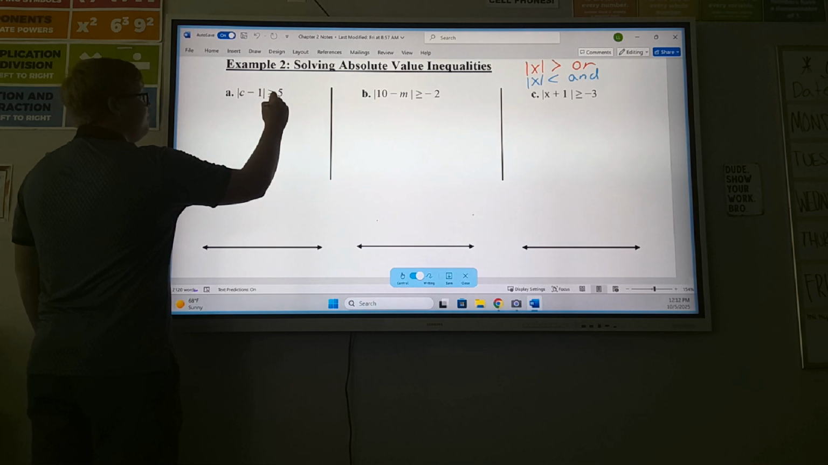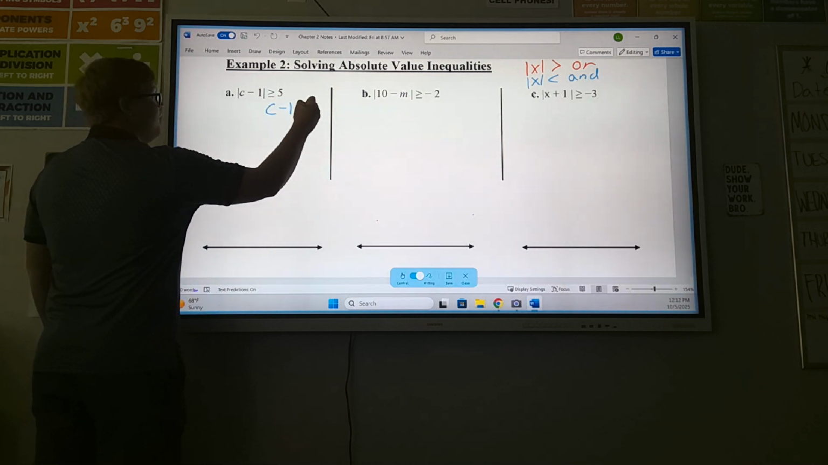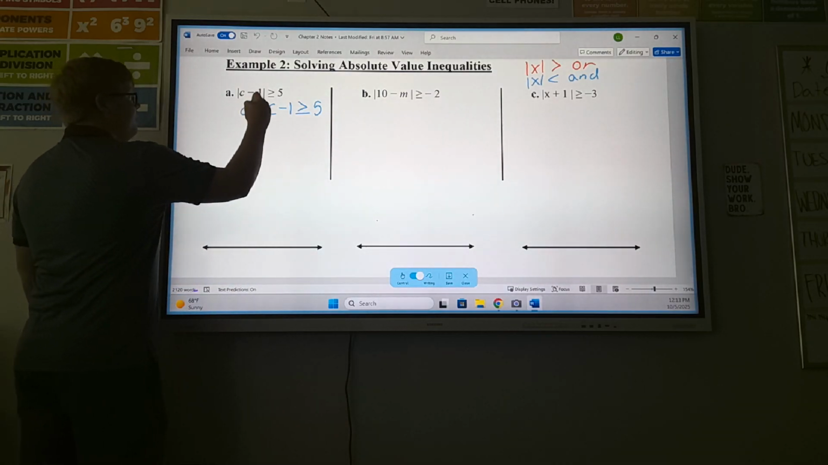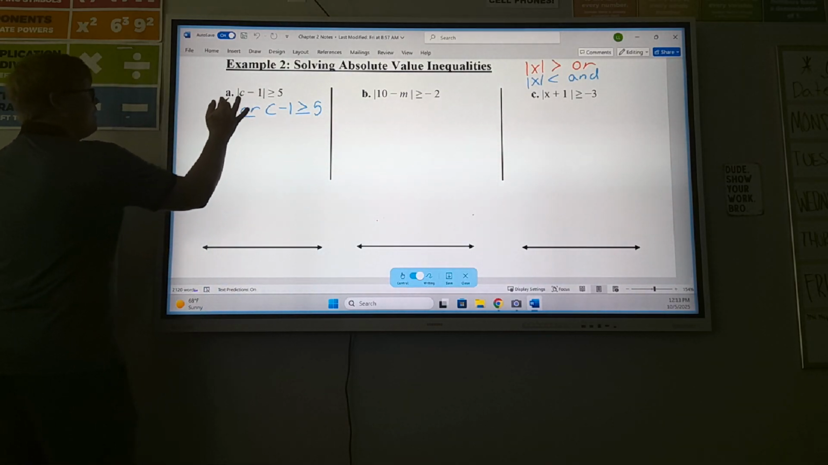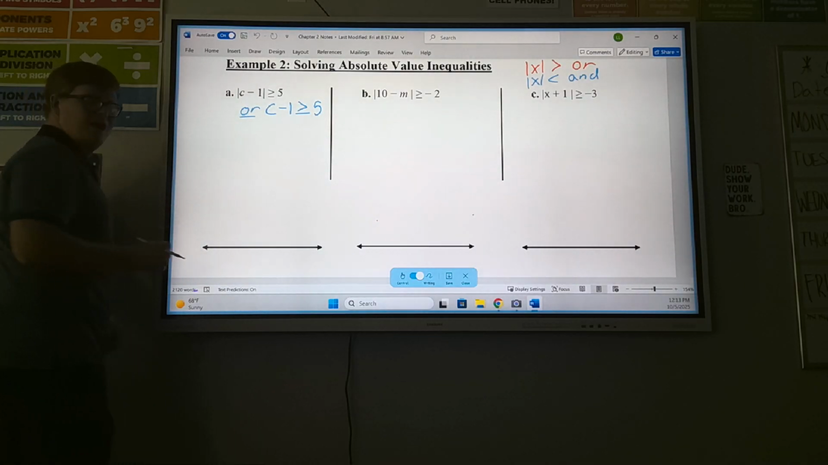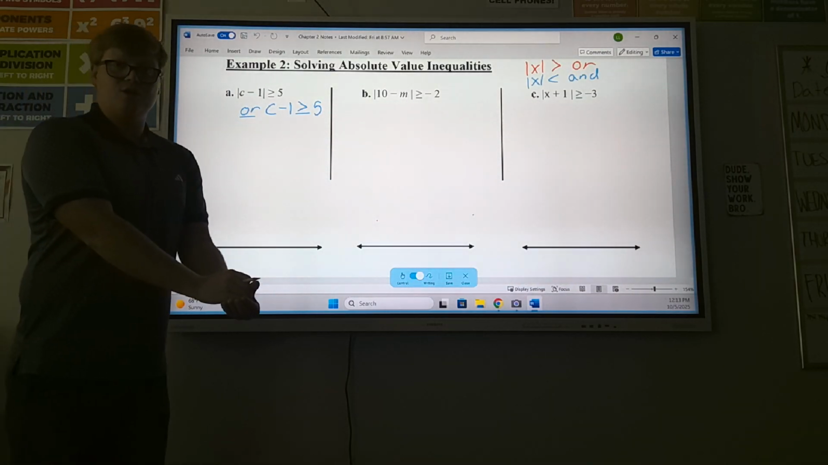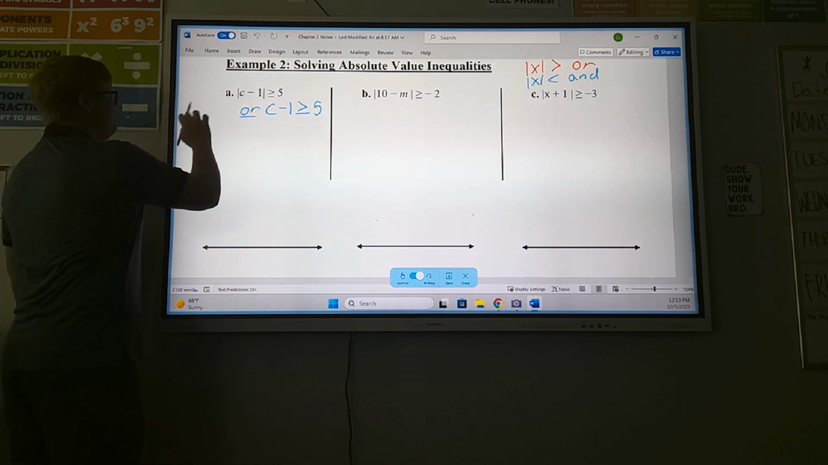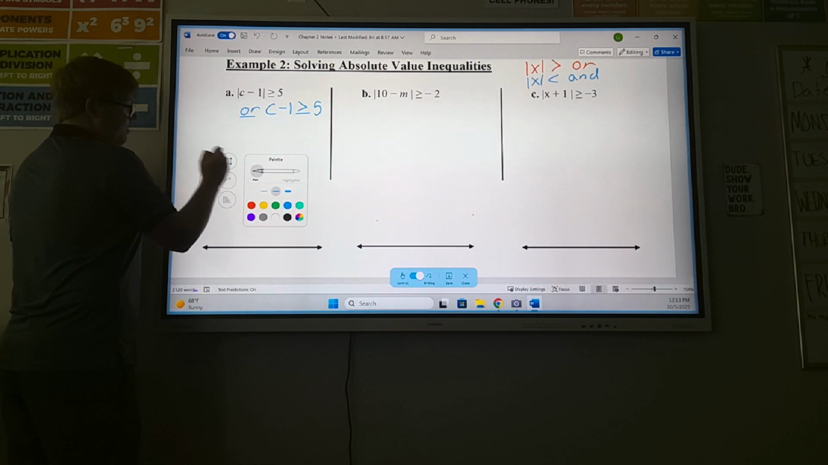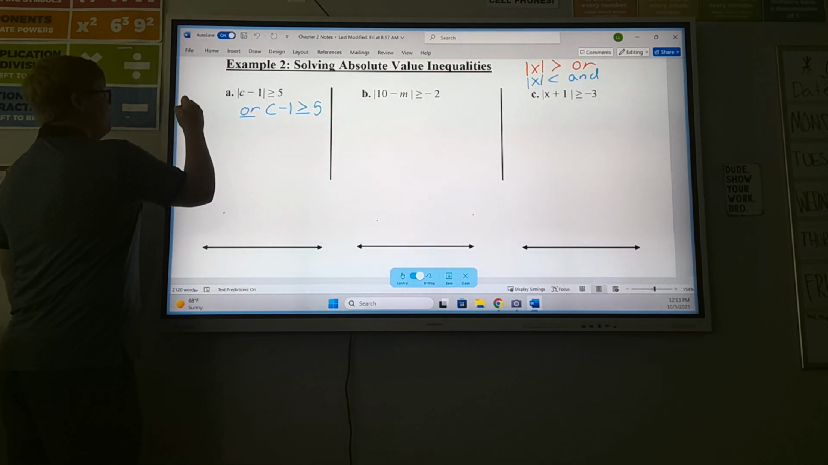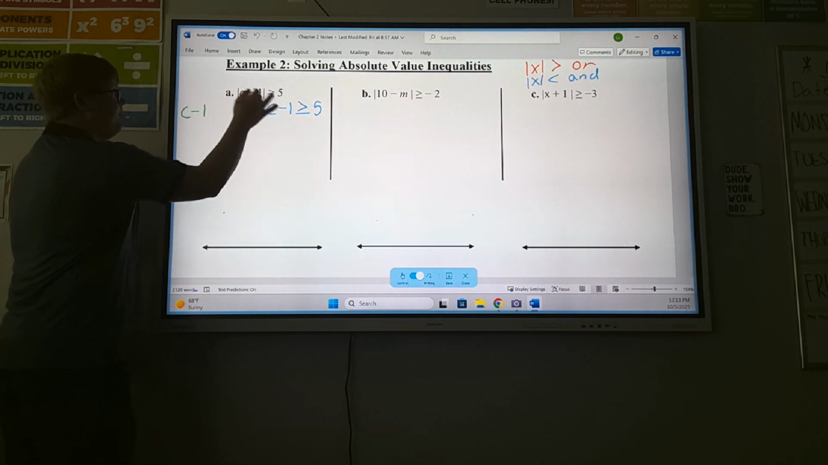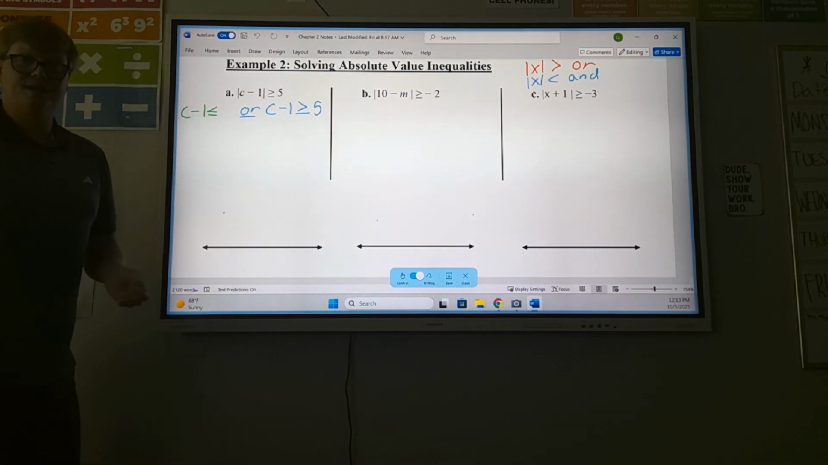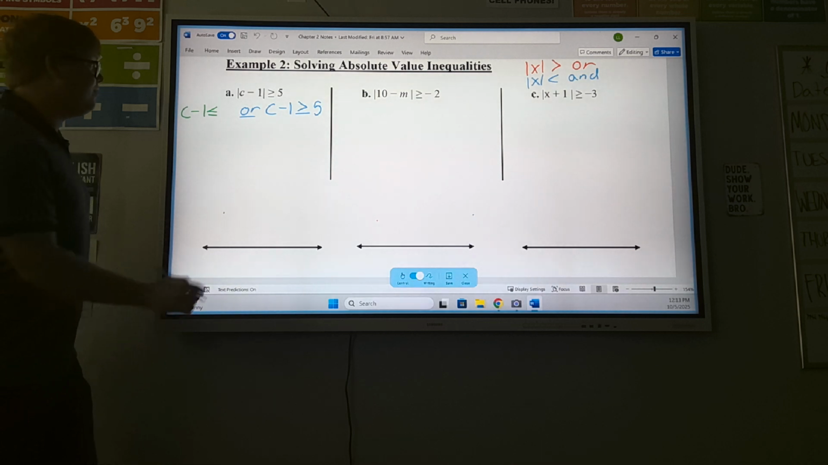Copy and paste. c minus 1 is greater than or equal to 5. Or in the middle. Now let's copy what's inside the absolute value. Again, anything in the absolute value bars does not change. So c minus 1. Now we flip our sign and write the opposite of a positive 5. The opposite of a positive 5 is a negative 5.